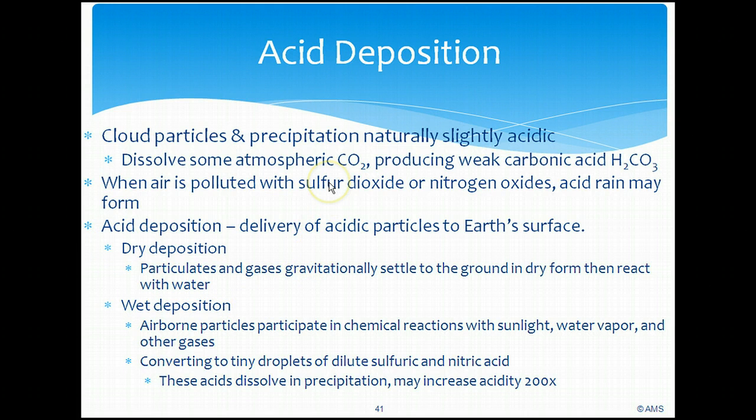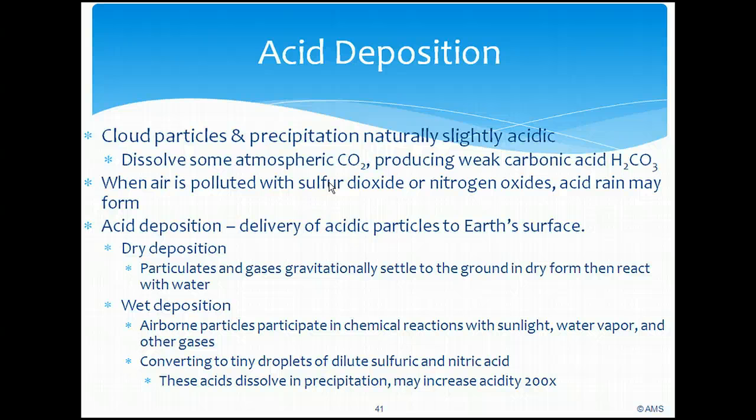With dry deposition, particulates and gases gravitationally settle on the ground in dry form and then react with water, that is, dew or frost, something of that nature, which increases the acidity of the solution. With wet deposition, airborne particles participate in a complex set of chemical reactions that involve sunlight, water vapor, and other gases, converting to tiny droplets of dilute sulfuric acid and nitric acid, the rain droplets that we find in the atmosphere.